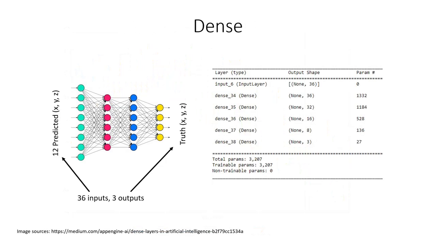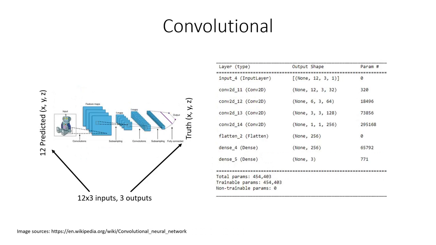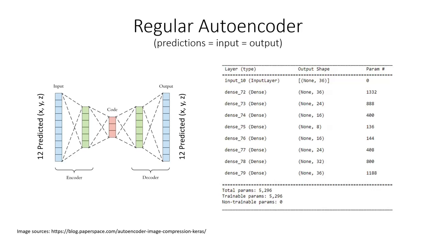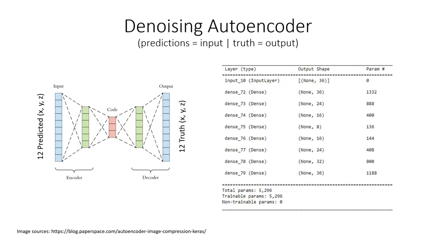In addition, this effort explored a simple, dense network with 36 inputs and 3 outputs, a simple CNN with 36 inputs stacked as 12 length 3 vectors and 3 outputs, an autoencoder with the same inputs as outputs, in other words, 36 predicted values in, trained on those same 36 values out, and lastly, a denoising autoencoder with 36 predicted inputs and the truth vector repeated over the 36 outputs.